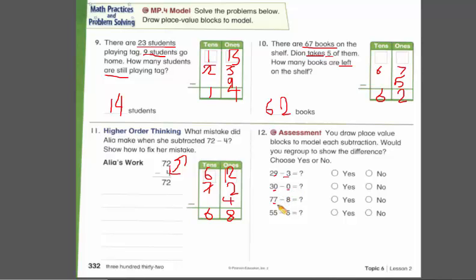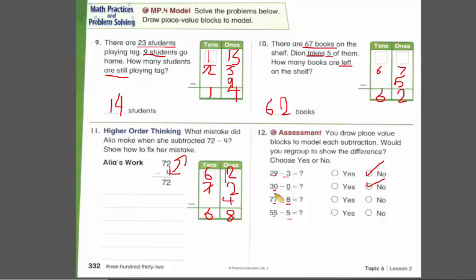Underline the ones. Then ask yourself, can I subtract 3 from 9? Yes, 9 is greater, so I will not do regrouping. Done. You finished. No need to subtract and get the difference. I am asking you about the regrouping. Do you need to regroup? Yes or no? 0 minus 0. Will we take help from the 3? No, we will not. We will not regroup.